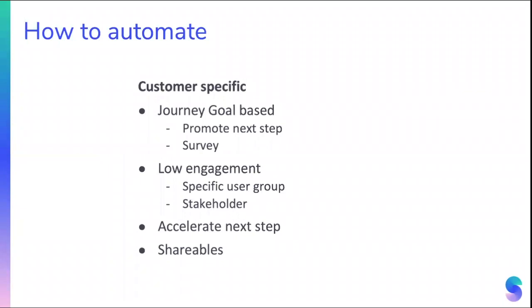Then you have things that are more customer specific, and this is a more tricky one to solve. Here you can base your automations on where the customer is in the journey, and how the journey is going, of course. You can automate, you can promote your product. If the customer is doing quite well, you can promote new features. You can send surveys depending on where the customer is, so you get feedback along the way.